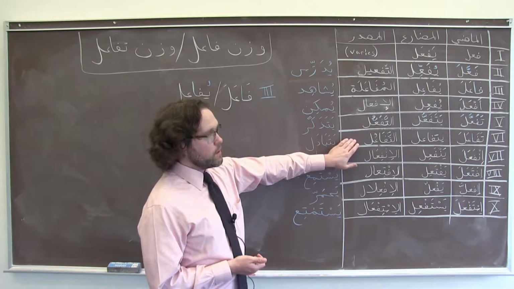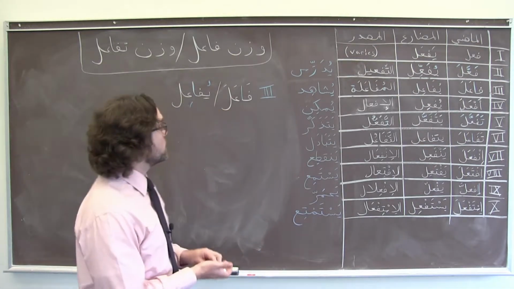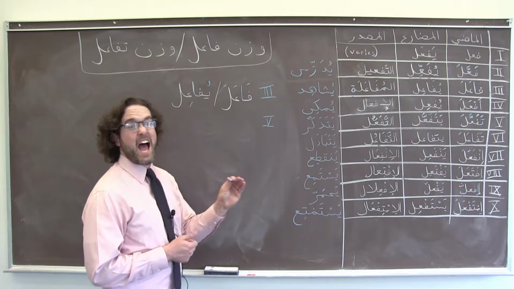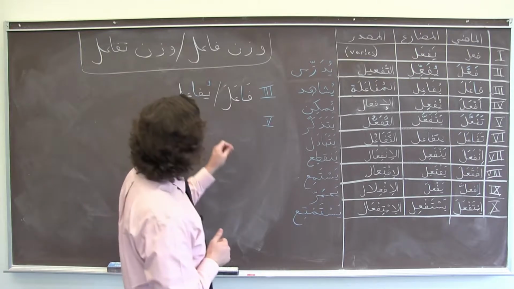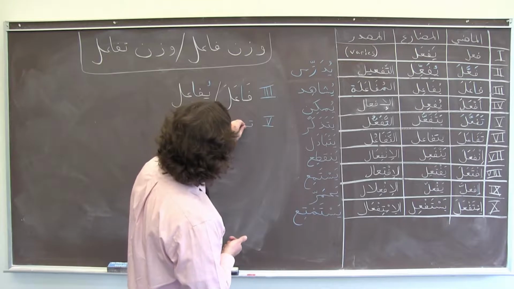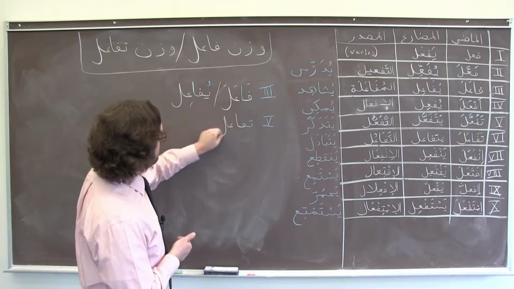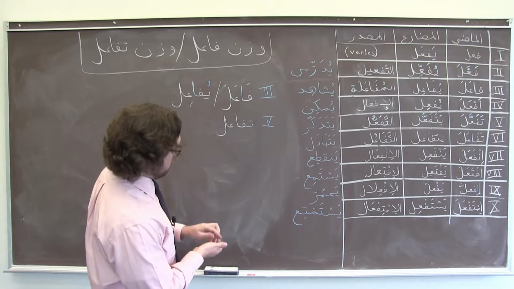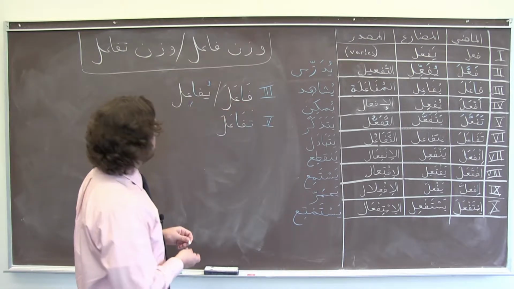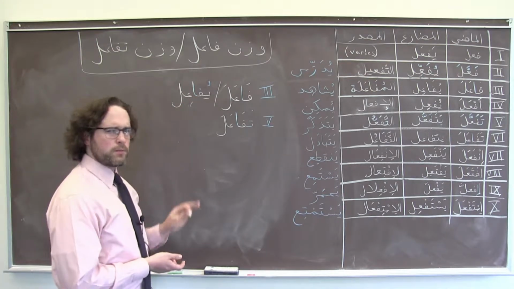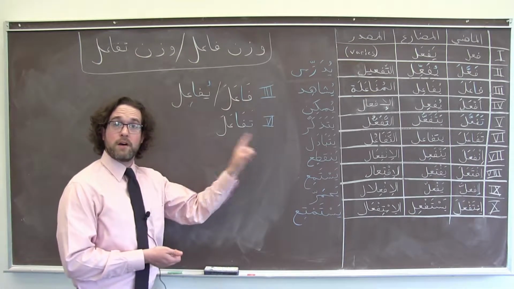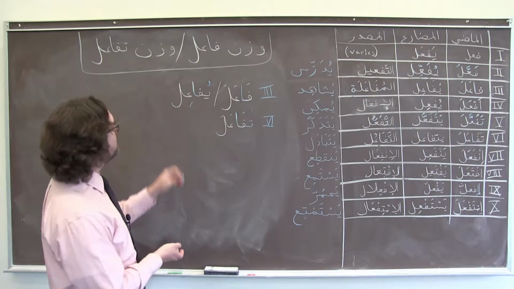Form 6 also has an alif after the first letter of our root, and it also has a ta at the beginning before the first letter of our root, our judr. So we wind up with, in the past, tafa'ala, and in the present tense, unlike form 3, form 6, not form 5, my classical education is limited.